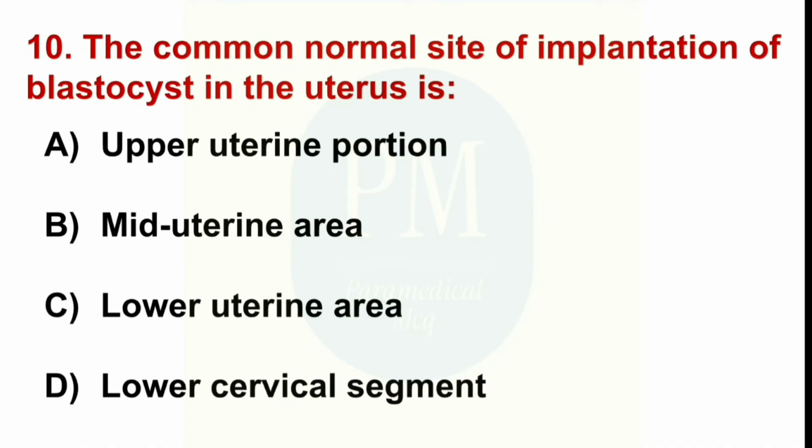The common normal site of implantation of blastocyst in the uterus is option A. Upper uterine portion. Option B. Mid uterine area. Option C. Lower uterine area. Option D. Lower cervical segment. The correct option is option A. Upper uterine portion.